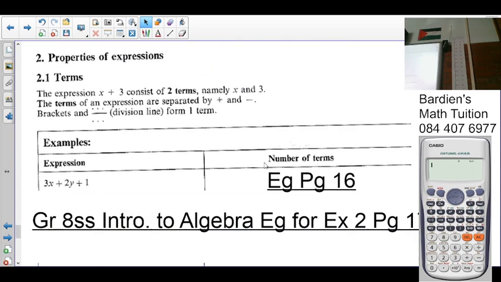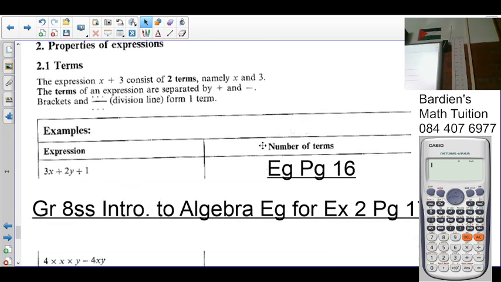So it says properties of expressions, terms. The expression x plus 3 consists of 2 terms. What separates terms, people? Positive and negative signs. That is what separates terms. So x plus 3 consists of 2 terms, namely x and 3. The terms of an expression are separated by addition and subtraction signs, as it was answered there now. The brackets and division lines form one term.